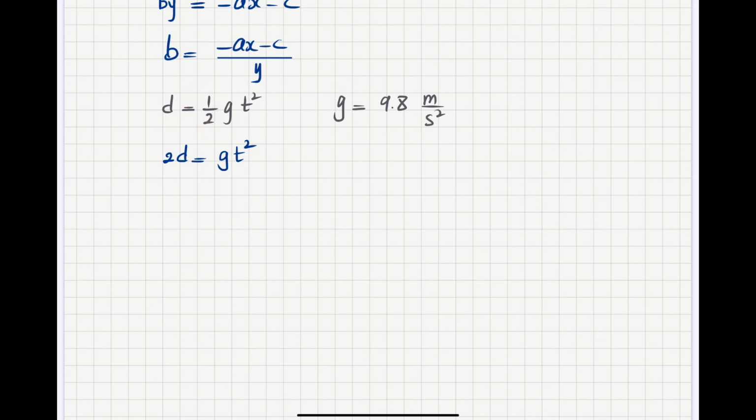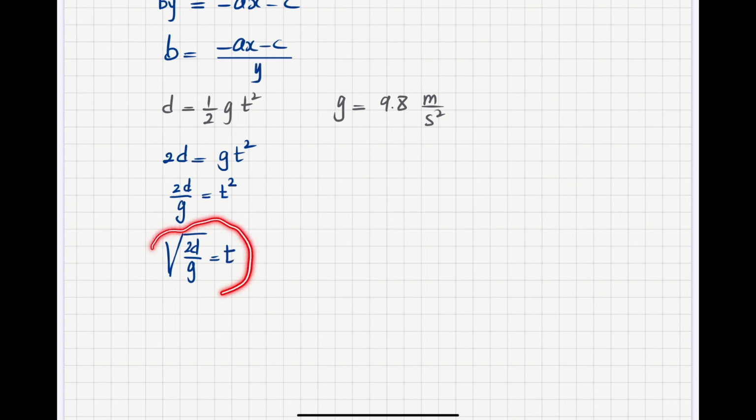Okay, but then I want to make t squared alone for the time being, so I have to divide by g. This becomes t squared. But I am looking for t. If I give you t squared and I ask you what is t, what are you supposed to do? Take a square root. So you take a square root, it becomes the square root of 2d over g, equal to t.